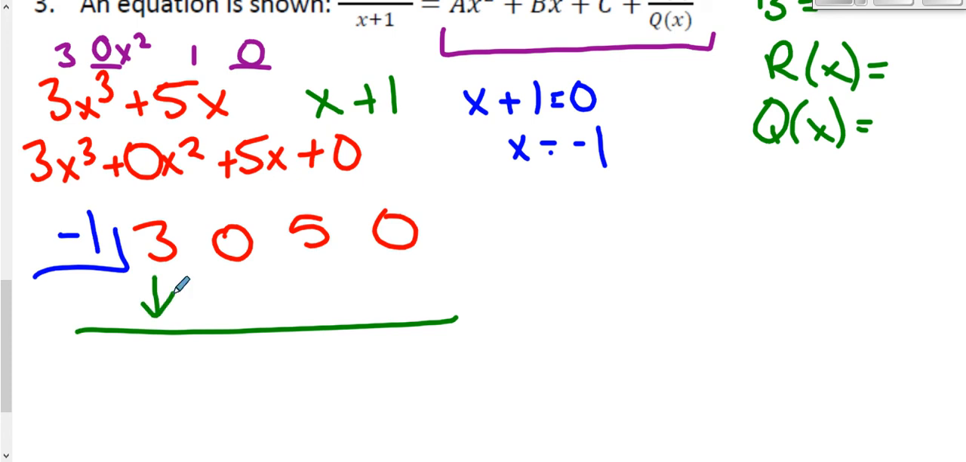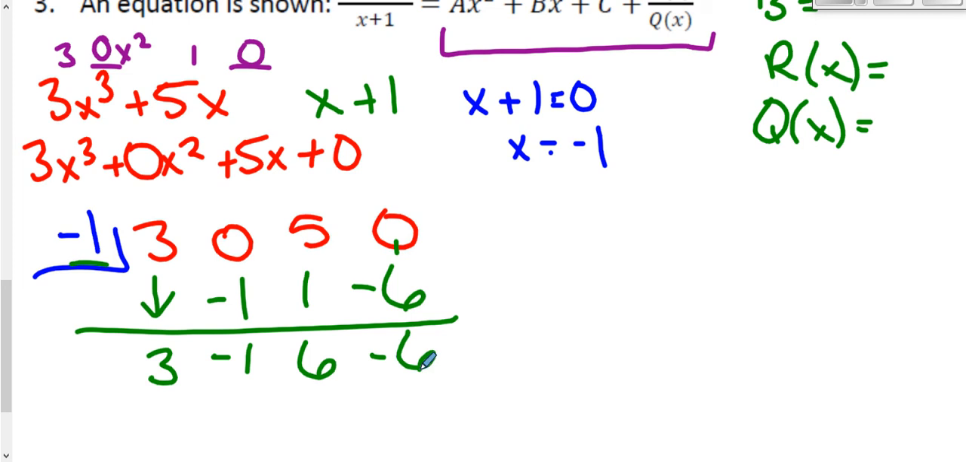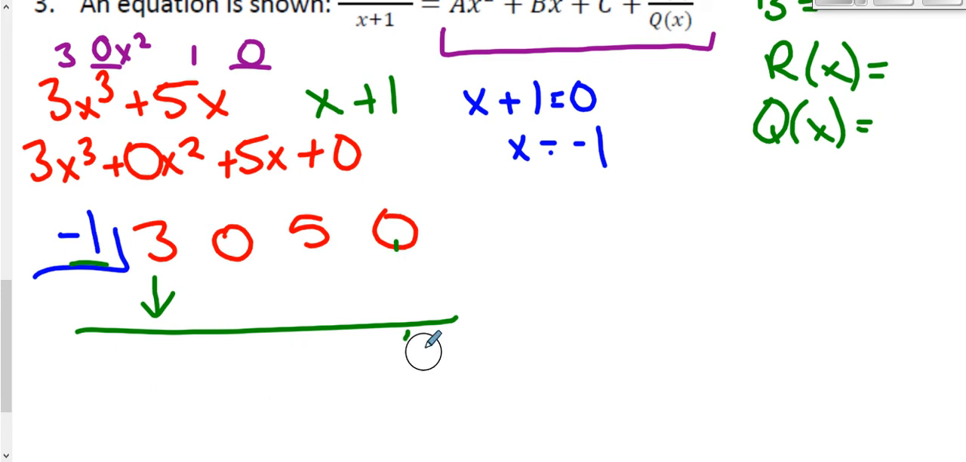So I'll bring down my first term 3, multiply it by the top left corner and write it under my next term, and then add -1. Multiply that by my top left corner, write it under my next term, and add up and down. We get a 6. Multiply that by the top left, and add up and down, -6. Oh, that's not right. I got overexcited. Let's try that again. You guys are probably all watching this going, that's not how you do math, Mrs. Purvis. We're going to blame that one on the baby.